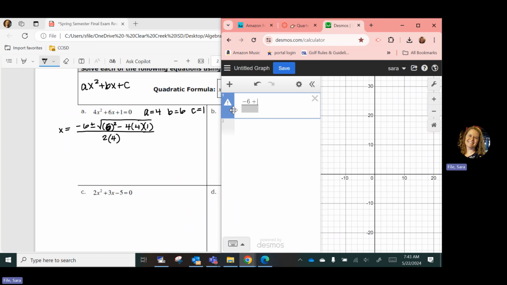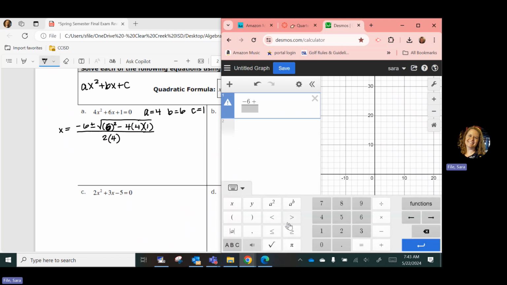So I'll start with plus. Okay, and then the square root is down here on the keyboard. Okay, and then it is 6 squared. I am in the habit of using parentheses around anything I'm plugging in, especially if it's being raised to a power, because if that B value was negative, and you don't use the parentheses, you will get it wrong. So I would just always use parentheses there around that B value. So minus 4 times A times C, and then that's all over 2A.